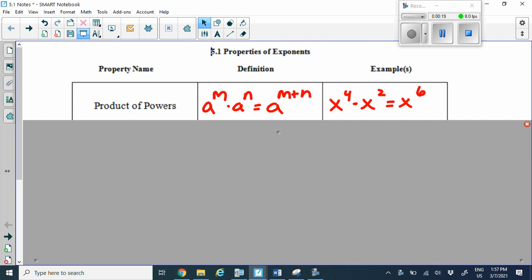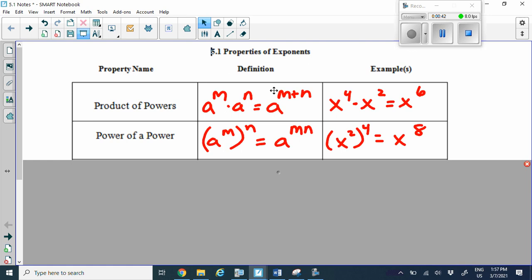Okay, so we have the product of powers. That means when we multiply and we have the same base, what we do with the exponents is add them. So here, notice the example, we have x to the fourth times x squared. Well, the bases are the same. Notice we keep the base x exactly the same, and all we do is add the exponents. So 4 plus 2 will give us 6.